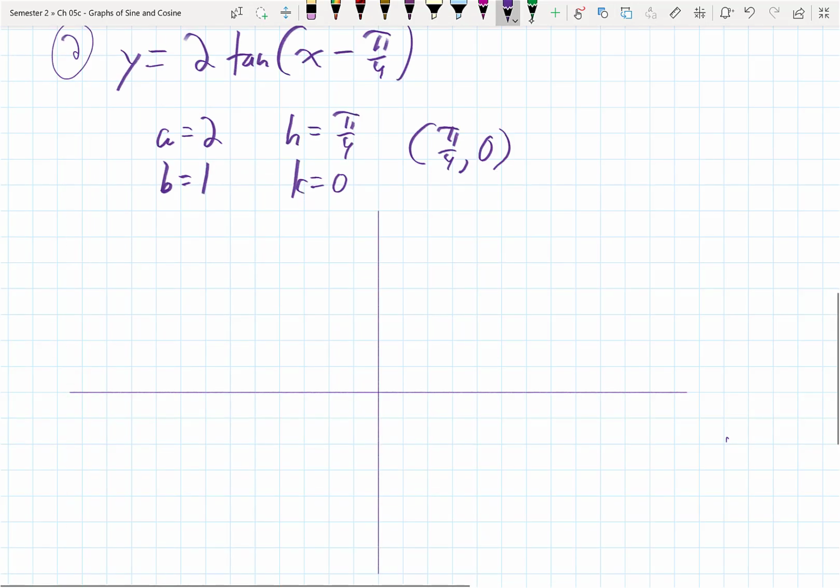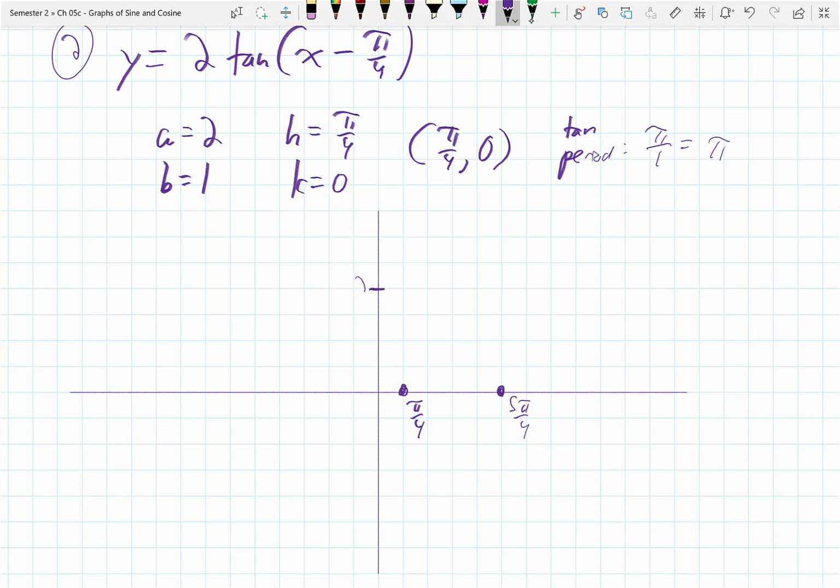And let's say we also know the period, which is not 2 pi, it's pi over b, which is pi, because it's tangent. Tangent has a period of pi. We can call it a tangent period if you want, just to make sure you have that distinction. So pi over 4, this is a right shift. Positive pi over 4. We're going to go over pi units and call that 5 pi over 4.